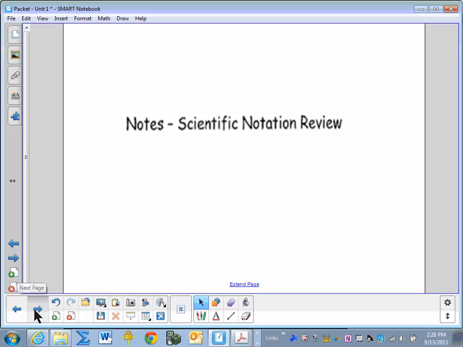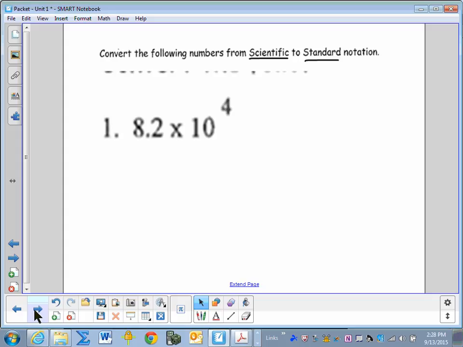Scientific notation. Convert the following numbers from scientific to standard notation. Number 1, 8.2 times 10 to the 4th.